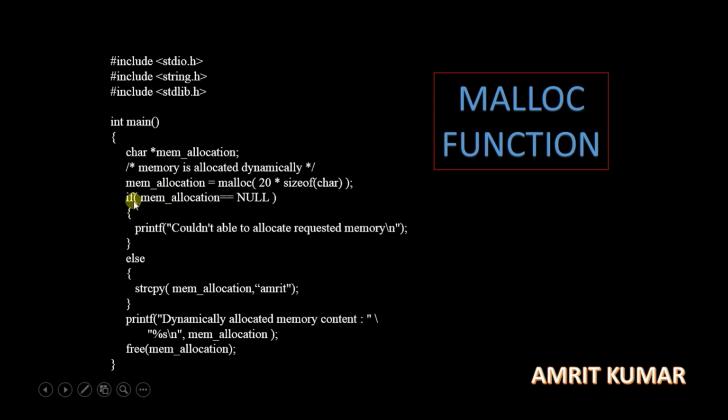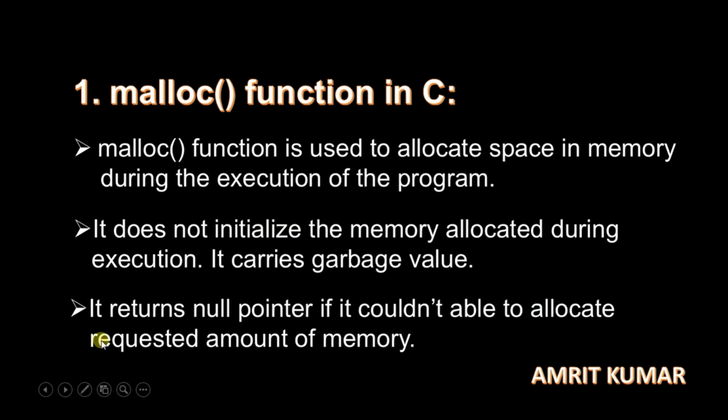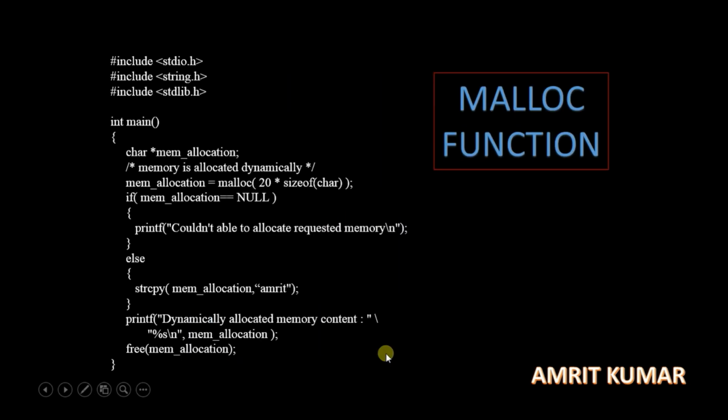Here I am using the concept: if mem_allocation is equal to null, then print could not allocate the requested amount of memory, because we have learned in our third point that it returns a null pointer if it could not allocate the requested amount of memory. Therefore, if mem_allocation is returning null, it will print could not allocate requested memory.